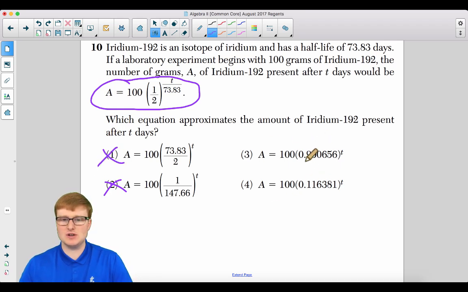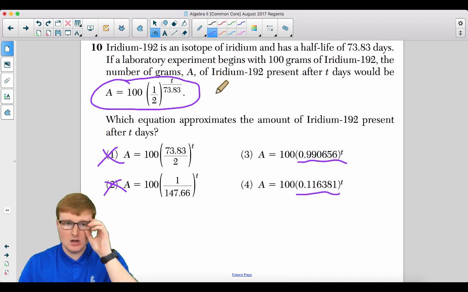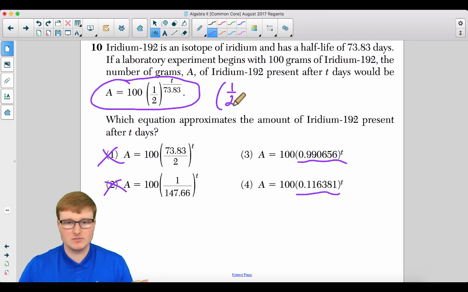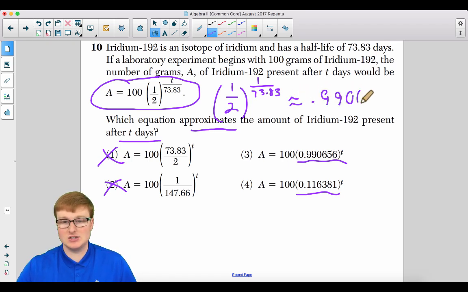You're looking at choices 3 and 4. Something with these decimal places has to match with this. Well, how do we do it? We just take 1/2 and raise it to the 1 divided by 73.83, okay? And that will give us the approximation after T days. That is approximately equal to 0.990656. And that, ladies and gentlemen, is going to be choice 3.